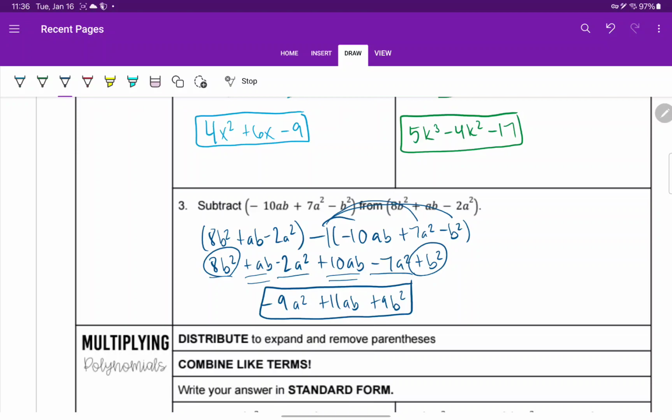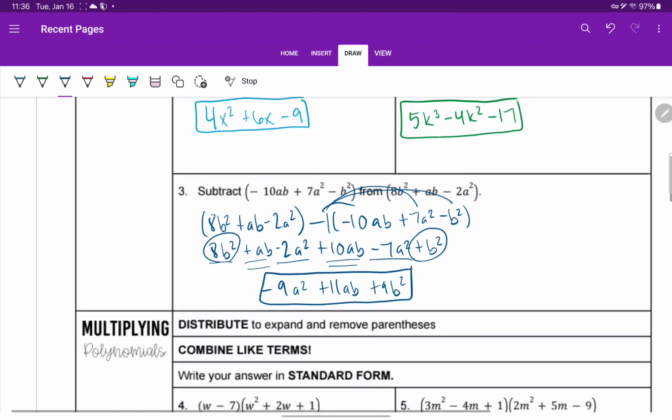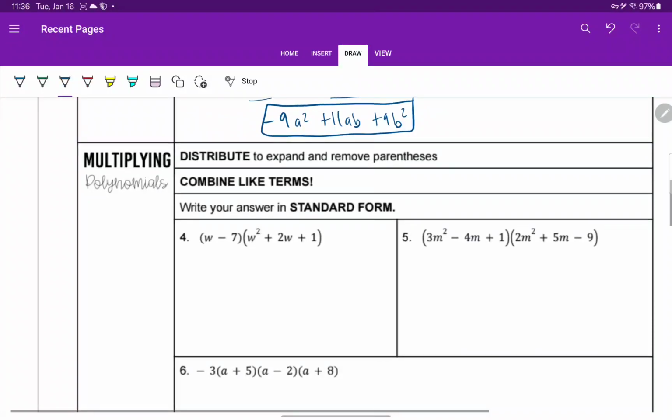Okay. All right. Next thing we're going to do is multiply. So here you're going to distribute to expand and remove parentheses, and then you're going to combine your like terms. And again, you write it in standard form from the highest degree to the lowest degree. So pretty much, you're just going to distribute it one at a time. So this W, I'm going to distribute it. W times W squared is W to the third. W times 2W is positive 2W squared. W times 1 is positive W.